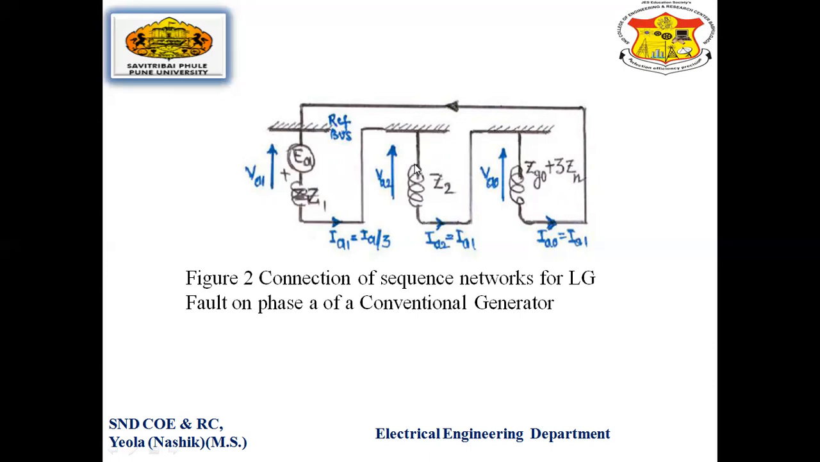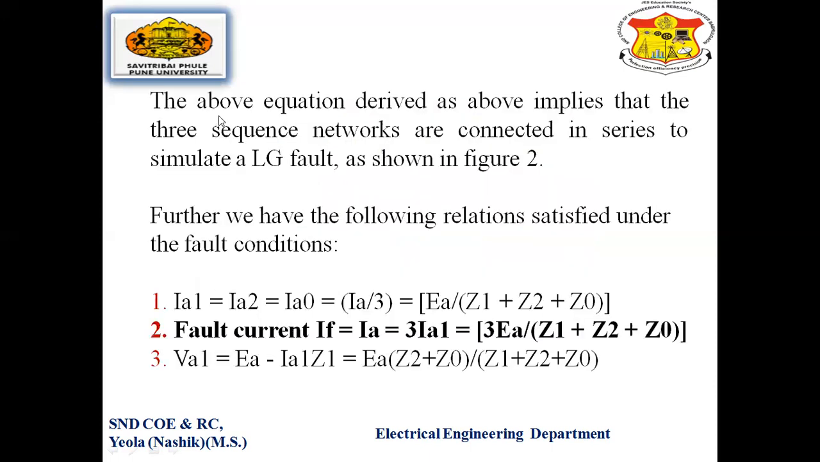The voltages of the sequence networks are VA1, VA2 and VA0, and the current flowing through them is IA1, which is equal to IA/3. The same current IA1 is equal to IA2 and equal to IA0. This is the final sequence network connection of the line to ground fault if the fault occurs in phase A for the conventional generator. The equation derived above implies that the three sequence networks are connected in series to simulate the LG fault, as shown in the figure.